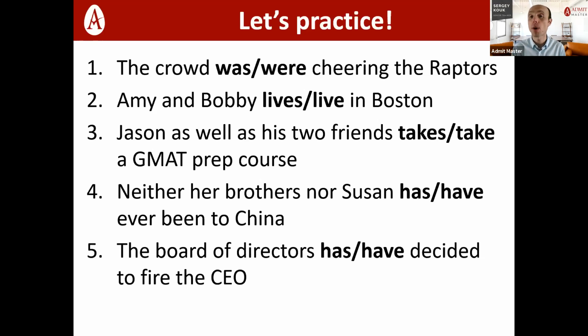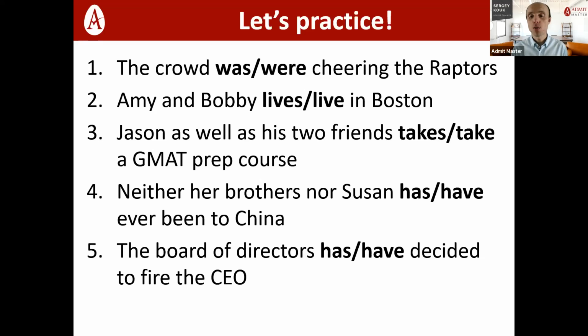And because we are super confused about what to use, there is a grammar rule. A grammar rule says if you have two subjects that could possibly be subjects, but it's not both of them, it's just one of them, then use the one that's closest to the verb. In which case, this is Susan. That is why we need to use has and not have.